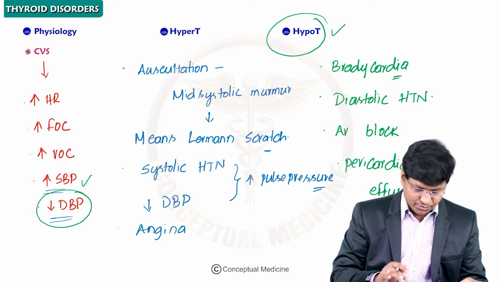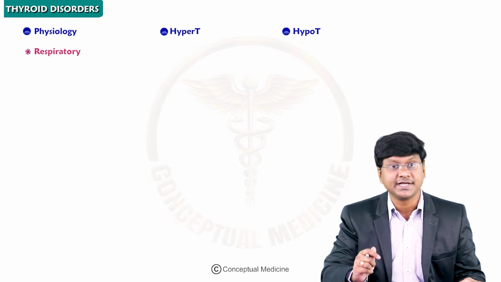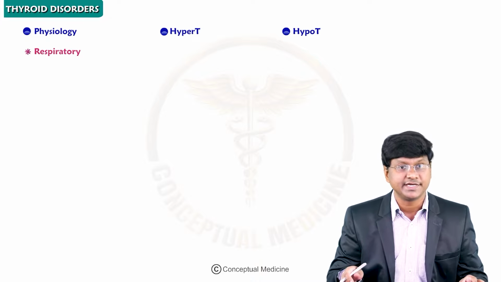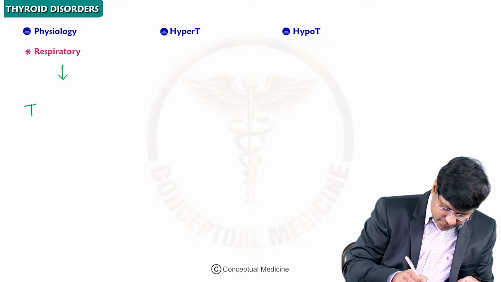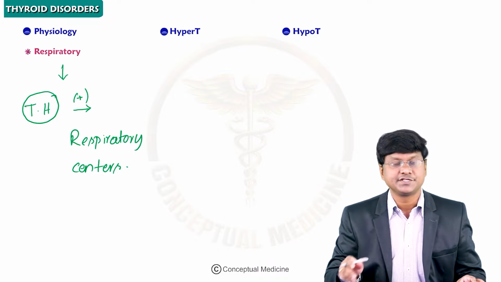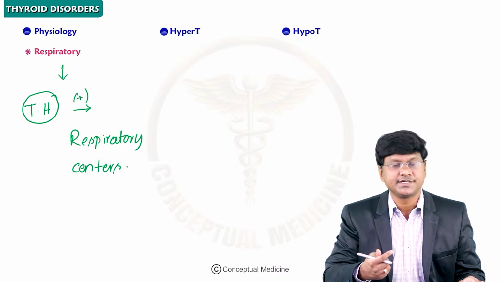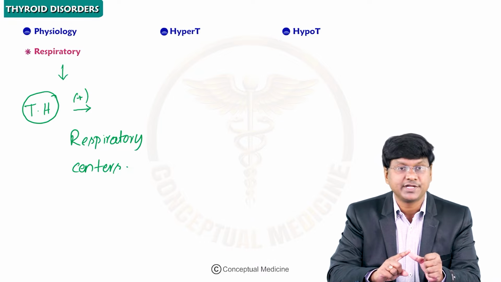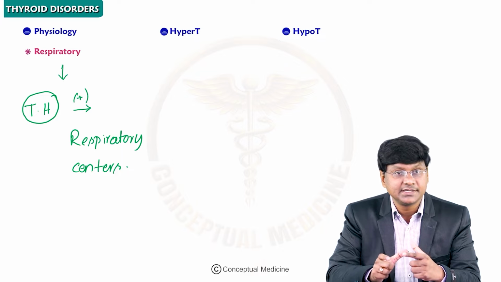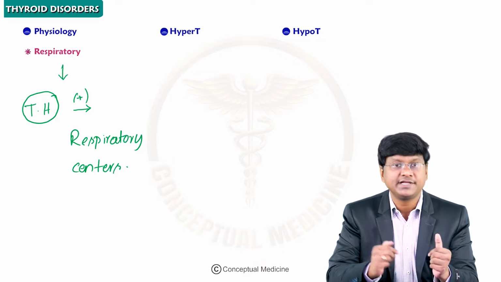Then, you need to know the respiratory manifestations in patients with thyroid disorders. First of all, you should know the basic physiology of thyroid hormone on the respiratory centers. Remember, thyroid hormone will stimulate the respiratory centers. What are the respiratory centers? We have the apneustic center and pneumotaxic center within the pons, and the dorsal respiratory group and ventral respiratory group within the medulla oblongata. These are the respiratory centers, and thyroid hormone will stimulate them.